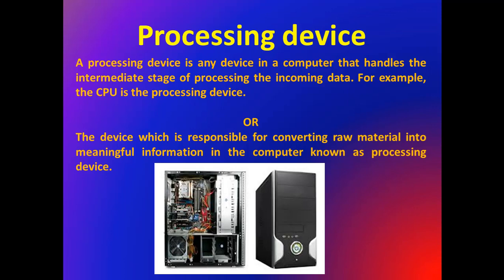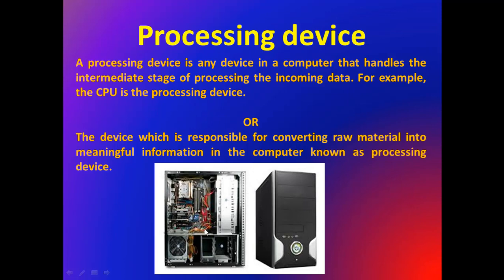After that, processing device. Processing device is the most important part of your computer system. When we give instructions to the computer using an input device, those instructions go to your processing device. A processing device is any device in a computer that handles the intermediate stage of processing the incoming data. For example, the CPU is the processing device, or in simple words you can say the device which is responsible for converting raw material into meaningful information in the computer is known as processing device.